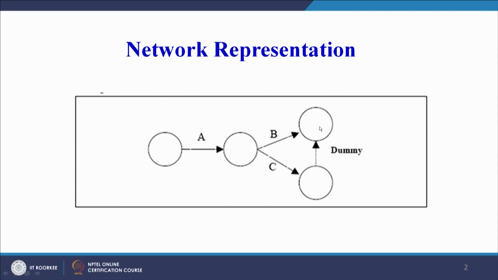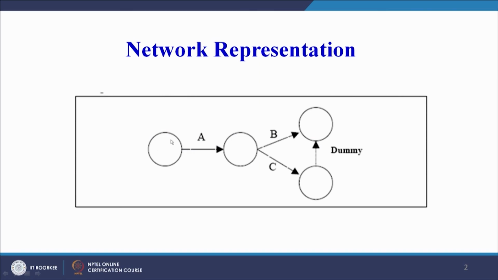Some of you may be wondering why I am calling this node 3 and this node 4. Why not this is 3 and this is 4? Absolutely right question that has come to your mind. We will try to answer this question also today with the help of Fulkerson's rule for the numbering of nodes.